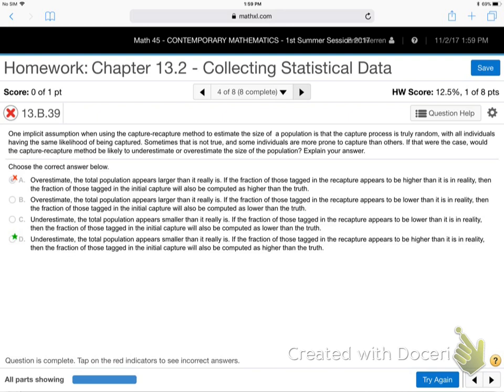So if that's the case, they're saying, what will that do to your estimations? What will be the effect of that? And the answer is, it'll cause an underestimate. The total population appears smaller than it really is. Why? If the fraction of those tagged in the recapture appears to be higher, right? They're more likely to be recaptured because they're catchable fish, more catchable. So a higher recapture, then the fraction of those tagged in the initial capture will also be computed as higher than the truth. Higher. Oh, which means the denominator is lower.